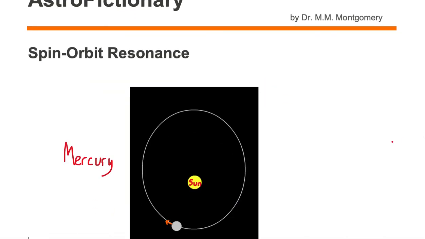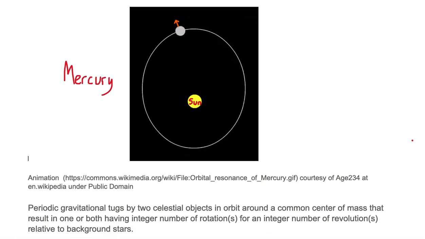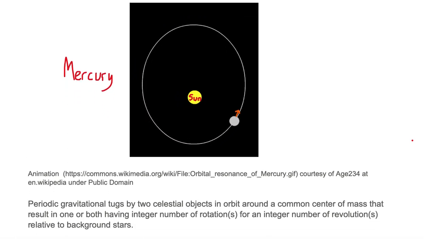Another example of a spin-orbit resonance is Mercury's spin to orbit around the Sun. In the case of Mercury, it actually spins 3 times for every 2 times it orbits the Sun. So if you look very closely at this red arrow, you'll see that the arrow makes 3 complete spins for every 2 times Mercury orbits around the Sun. We would call this a 3-to-2 spin-orbit resonance.